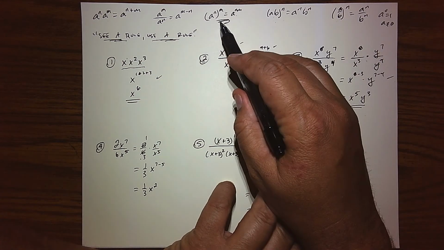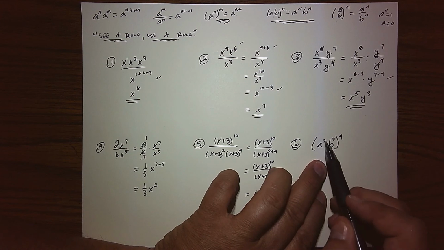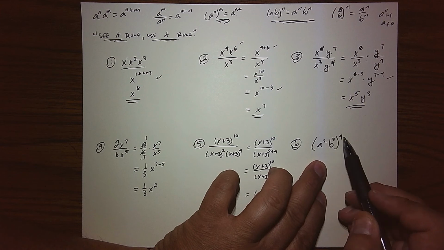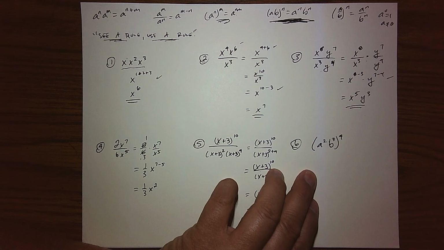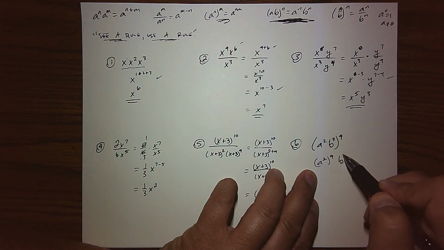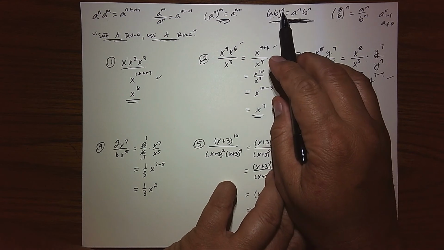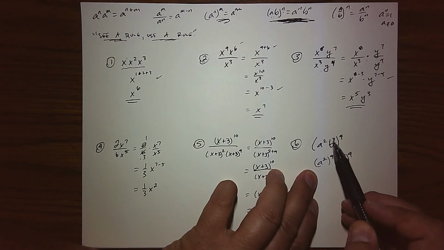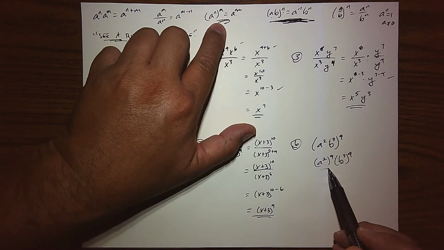But before we can even get there, there's that guy, right? What I have inside of here is a product, right? I have the factor a squared and the factor b cubed, and I'm raising it to the 4th power. So I actually have to use that first. So this would look like a squared to the 4th and b cubed to the 4th, right? So each factor gets hit by that power. So the factor a squared gets raised to the 4th power, and the factor b cubed gets raised to the 4th power. Now I have the power of a power, right?